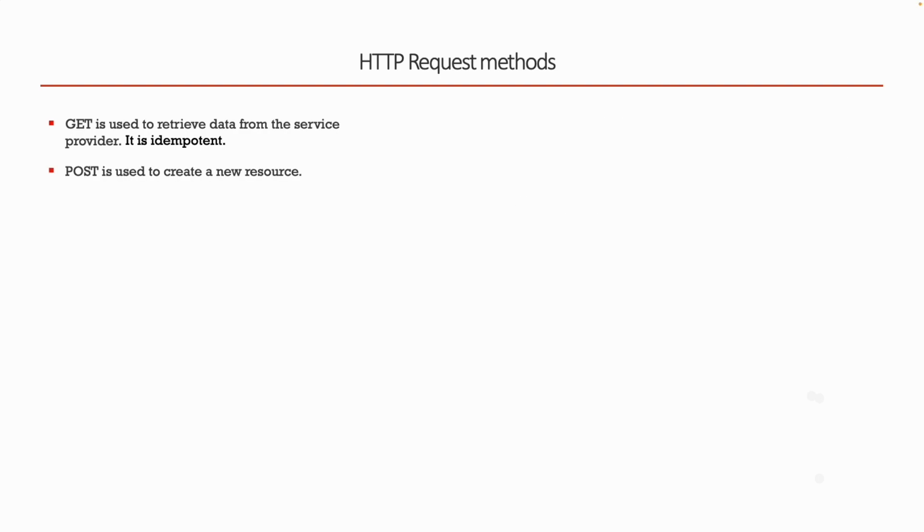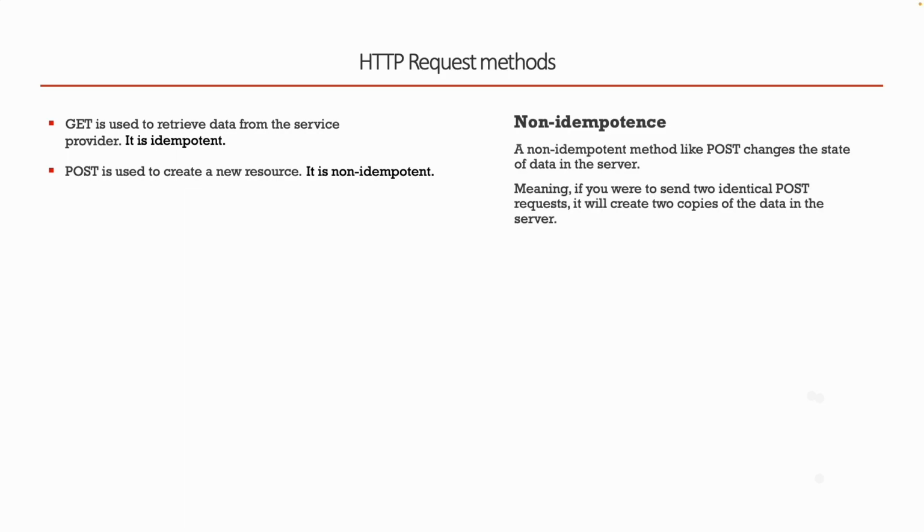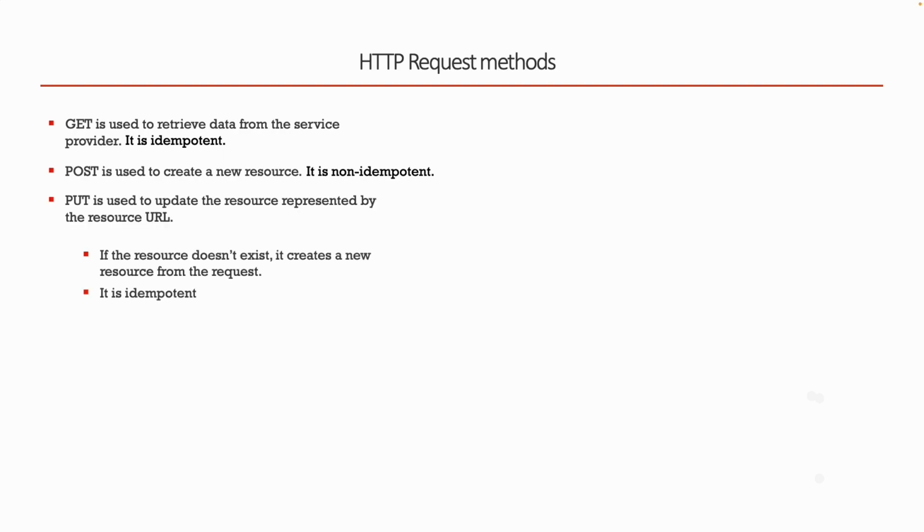Next, we have POST. POST is used to create a new resource. It is non-idempotent. A non-idempotent method like POST changes the state of data in the server. Meaning, if you were to send 2 identical POST requests, it will create 2 copies of data in the server. Then comes PUT method. This method is used to update the resource represented by the API URL. If the resource does not exist, this method will create the resource. This method is idempotent.